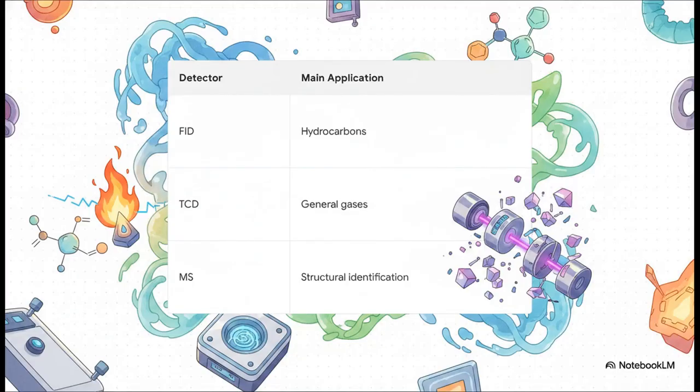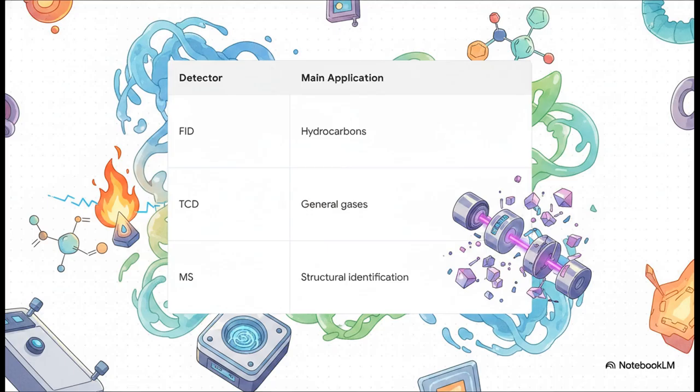As those perfectly separated molecules finally cross the finish line and exit the hot column, they smash into the detector. There are a few key players here. The Flame Ionization Detector, or FID, is incredible for organic compounds. It literally burns the molecules in a tiny hydrogen flame to generate a readable electrical current. Then there's the Thermal Conductivity Detector, or TCD, which is a great, rugged, general-purpose detector for basic gases.